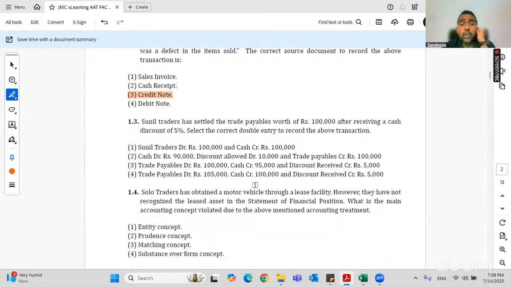Question 1.3. Sunil Traders has settled the trade payables worth rupees 100,000 after receiving a discount of 5%. Select the correct double entry to record the above transaction. First entry: trade payables debit, cash credit. Cash debit 90, discount allowed 10, trade payables credit 100. Trade payables debit 100, cash credit 95, discount received credit 5,000. Trade payables debit 105, cash credit 100,000, discount received 5,000. Now try this question and tell me the answer. Give it a try.